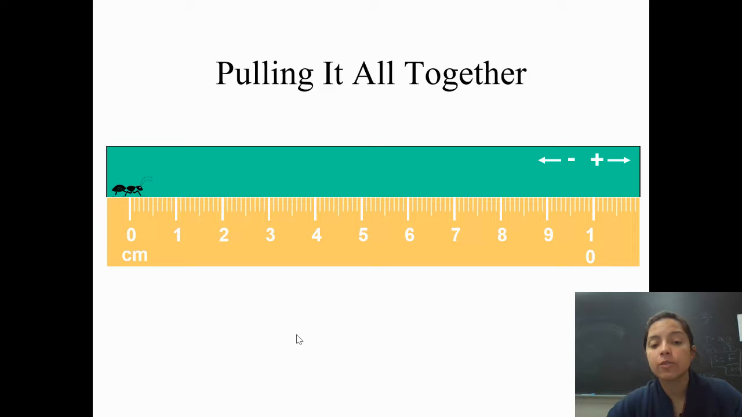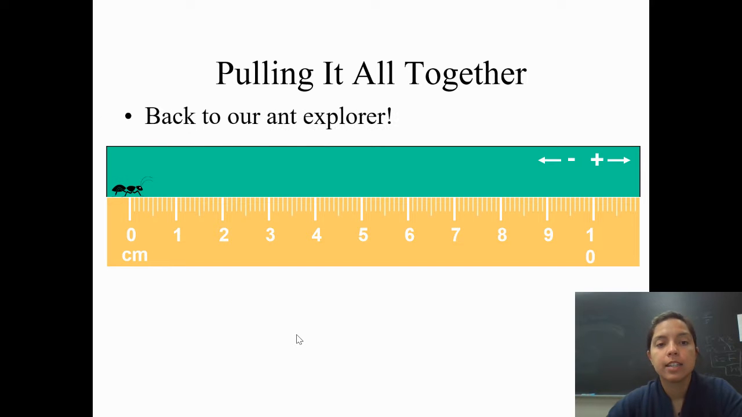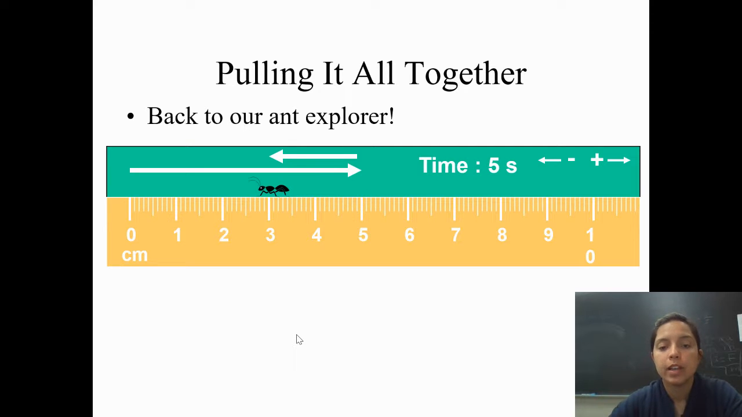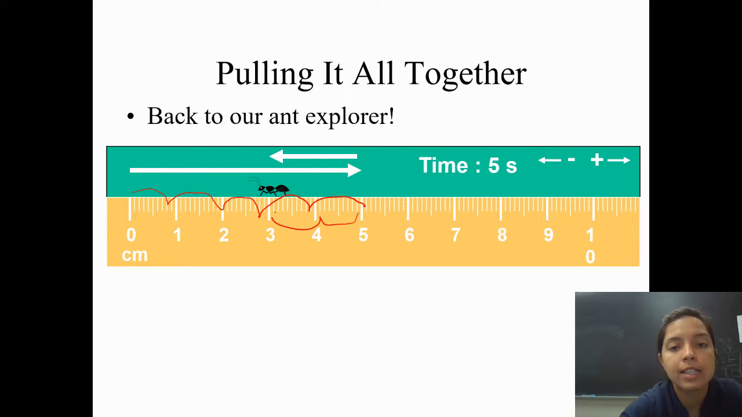So let's go back to our friend the ant. The ant is traveling. It started at 0, ended up at 5, and then went back to 3. And you have the time to be 5 seconds. What was the distance traveled by the ant? So it went 1, 2, 3, 4, 5, and then it went back 6, 7. So the distance traveled, you would say, is 7 centimeters, right?